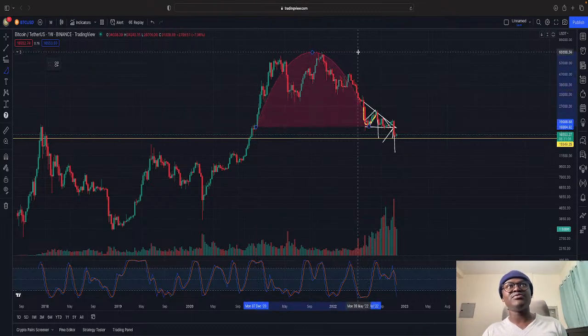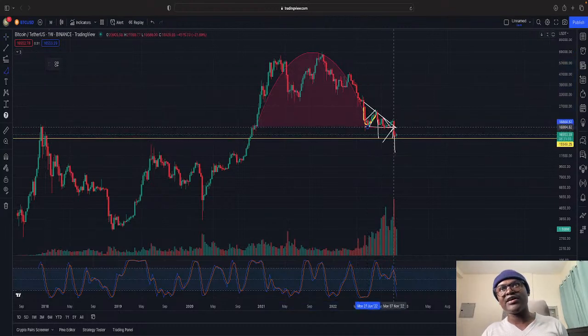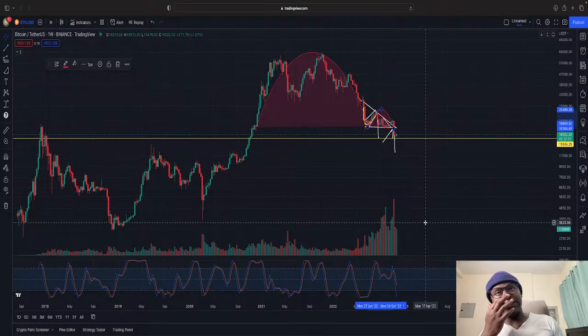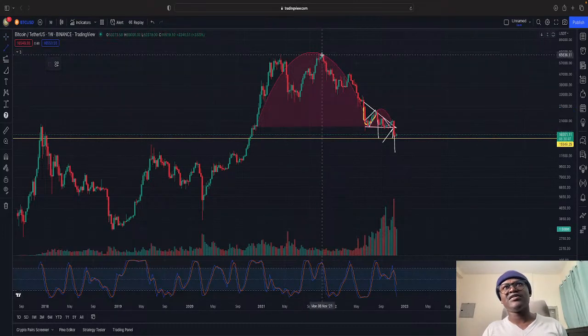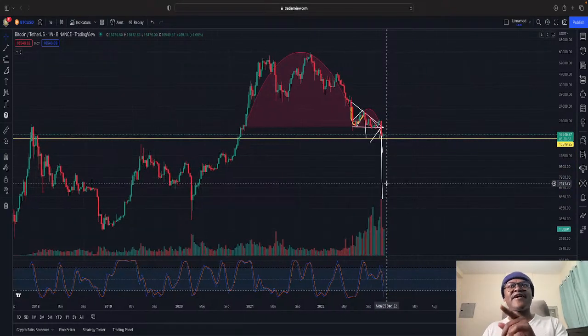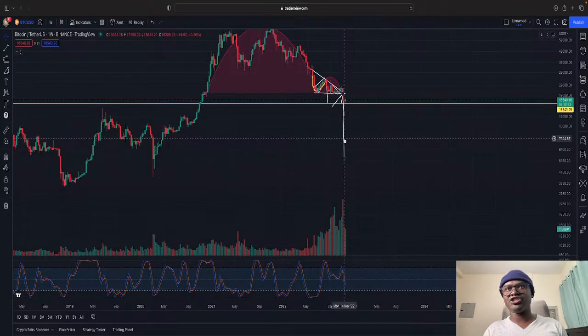If we put this like so, and take this up like so, we will find that we have an inverted cup and handle pattern. This will take us down to about $3,000, or I think around $5,000. Now this 5,000 is really close to the 1.618 Fibonacci golden ratio that I was talking about earlier.